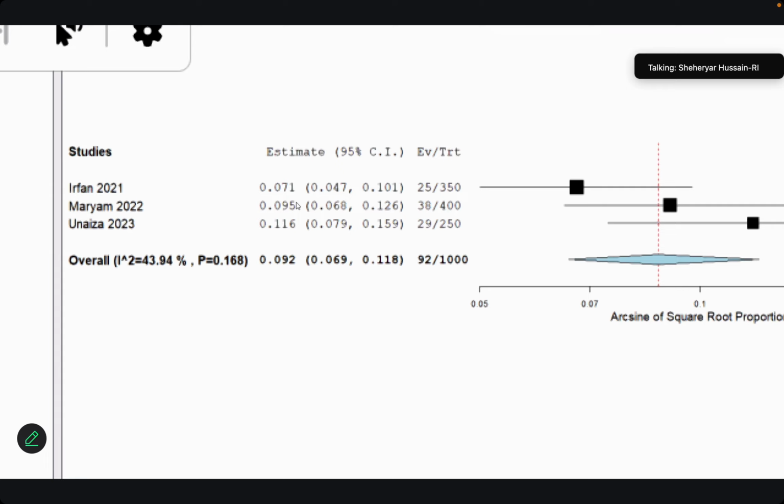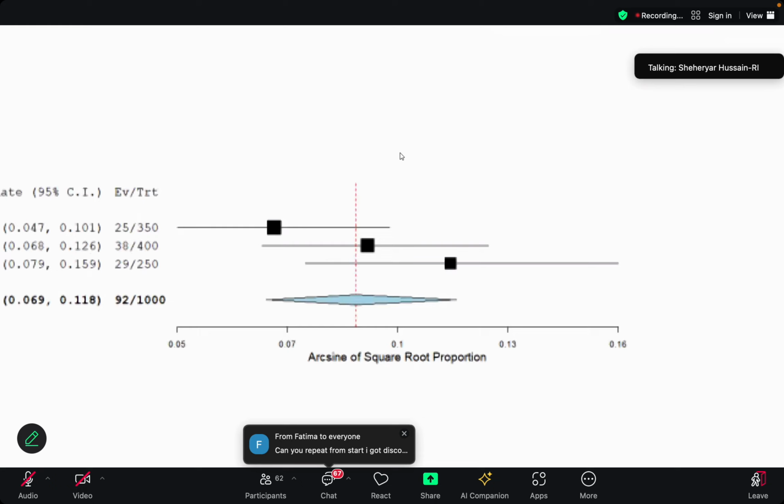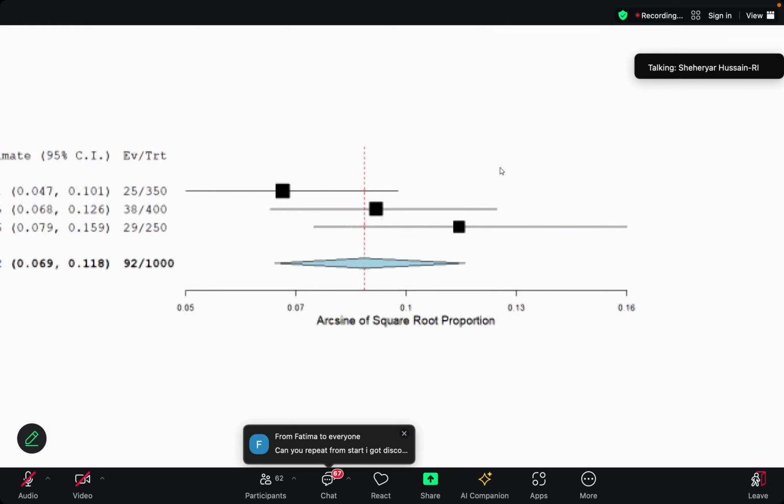So in single arm meta-analysis, you basically tell the reader that after pooling all these trials on patients who underwent thyroid surgery, bleeding risk was found to be 9.2%. That's it. This is the confidence interval. You will mention this, and you will add this forest plot in your single arm meta-analysis.